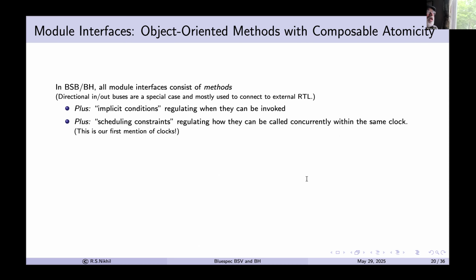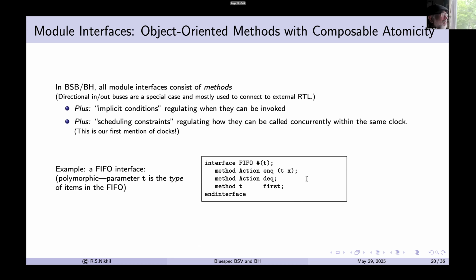The additional things we have, beyond just methods that you see in any software programming language, are these two things. One is something we call implicit conditions, which regulates when a method can be legally invoked. And the second is something called scheduling constraints, regulating how methods can be called concurrently within the same clock, which will speak to the question that I think Scott just now asked, but we'll say a little bit more about it in a second. Note that up to this point, I haven't even mentioned clocks, and now I'm starting to mention clocks. Okay, so let me describe what I mean by this.